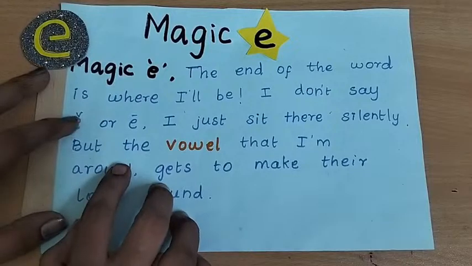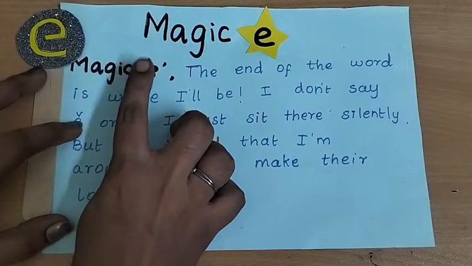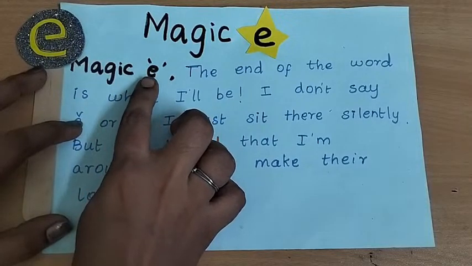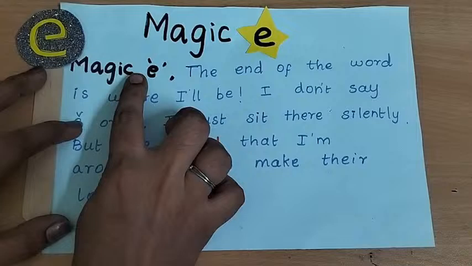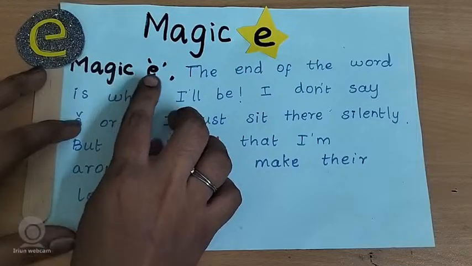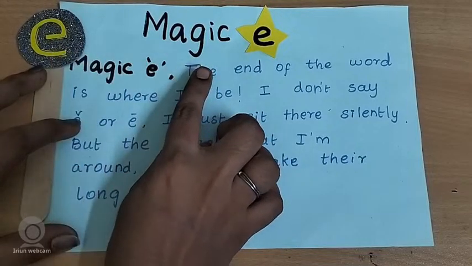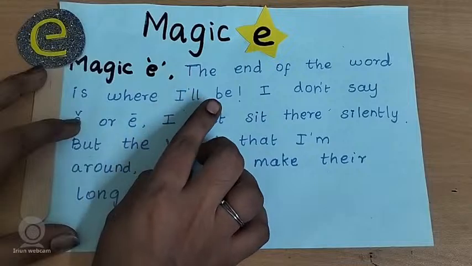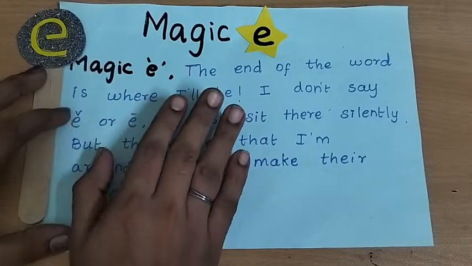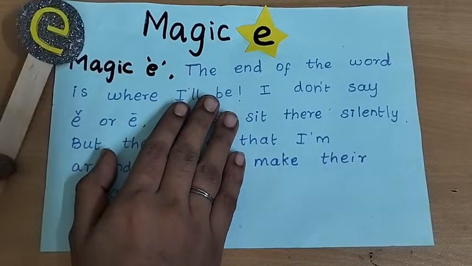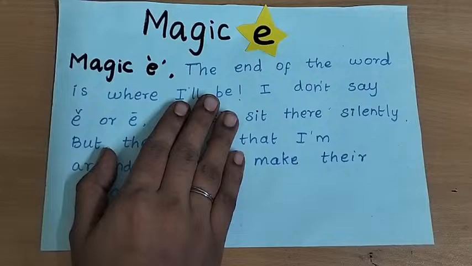So the magic E rule is nothing but this: in a word, if E is at the end of the word, it does not say its name or sound. Instead, it becomes silent and makes the vowel inside the word sound longer. So we can see certain words in which the three-letter word, when added with the letter E, changes the sound.